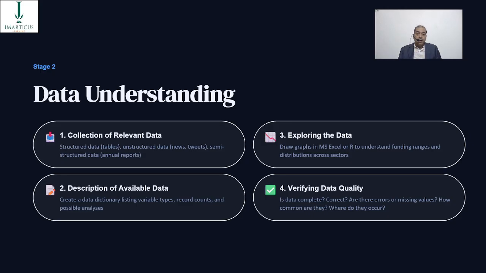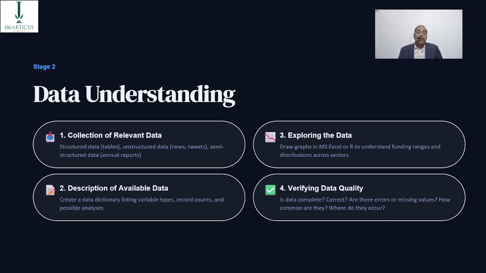Okay, and description of the data available. To describe the structured data, we can create a sort of data dictionary that lists down the various types of variables. That is the sector, the industry to which the company belongs, the name of the company, the number of records, number of files, and the types of analysis that we can do with this data. So we'll prepare a list of various variables. That is the second step, description of the data available.